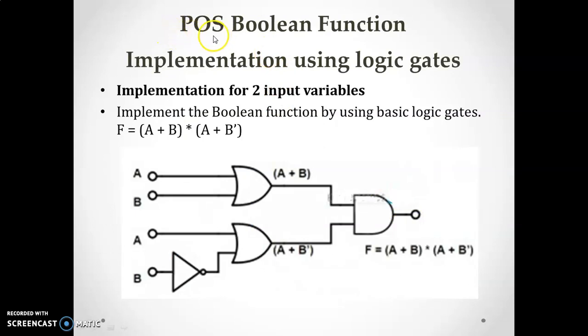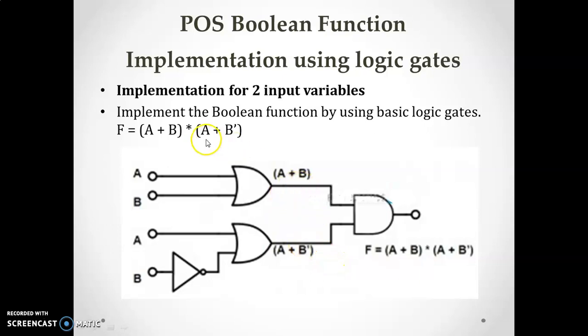To implement a product of sums function, at the input side we need OR gates and at the output side we need an AND gate. Let us now see how to implement this function using logic gates. So here we have 2 sum terms. One is A plus B, the other one is A plus B bar. So we need 2 OR gates here at the input side. The output of the first OR gate will be A or B. Here A or B bar, so for B bar we need an inverter here. So the output of the next OR gate will be A or B bar.